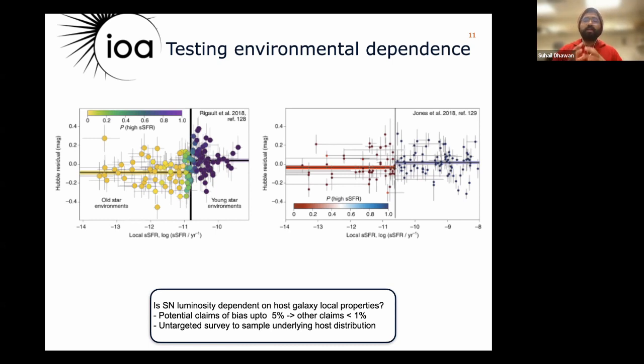and looking specifically at a local region around the supernova. And there's been a debate about the extent to which local properties like specific star formation rate would bias the Hubble residuals. Now, the potential claims are that this could be quite high, so up to 5%. And this is important because the scale of the tension is of order 9 to 10%, whereas other studies claim that this is actually a much smaller effect. Now, the untargeted sample of ZTF will be extremely important in order to sample the underlying host distribution.